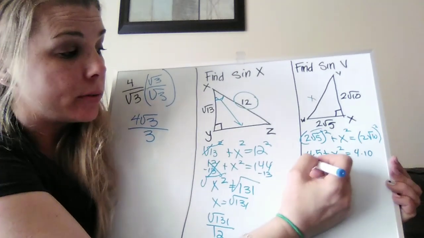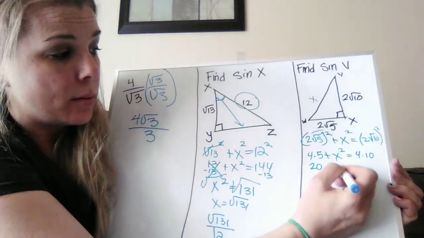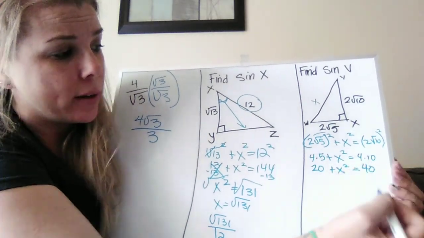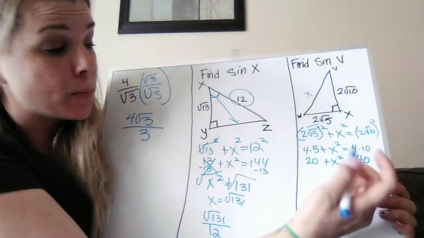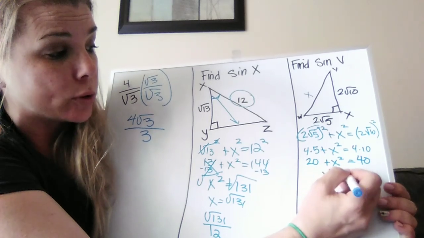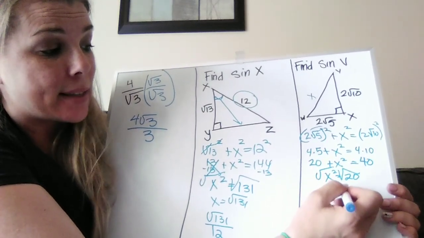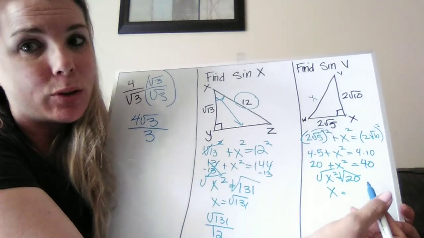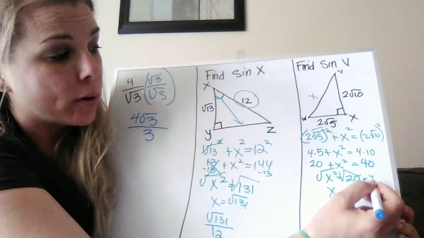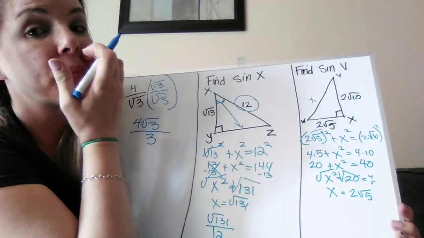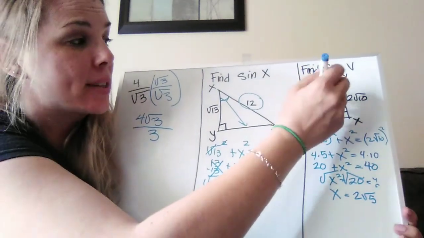4 times 5, that's easy, 20. Plus x squared, 4 times 10, another easy one, 40. From here, you would subtract both sides, so we have x squared equals 20. Square root. So x equals, you can't leave it like that. You need to break it down. 4 and 5. So it'd be 2 root 5. Okay? But that's just this.